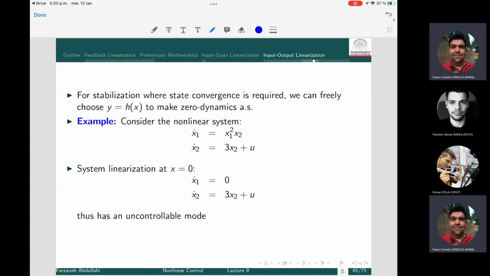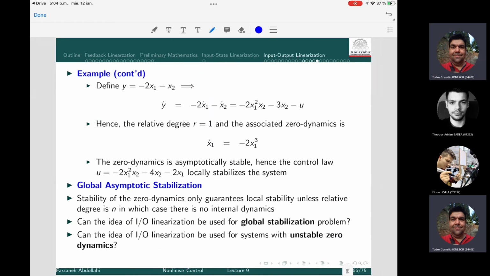For stabilization where state convergence is required, we can freely choose an output to make the zero dynamics asymptotically stable. So we can always change the output y. And we have another example here of a nonlinear system, linearized at 0. It's uncontrollable, you see. However, if you choose this output, you get relative degree 1 with the zero dynamics x1 dot equal to minus 2 x1 to the power 3. The zero dynamics is asymptotically stable, and so the control law locally stabilizes the system.